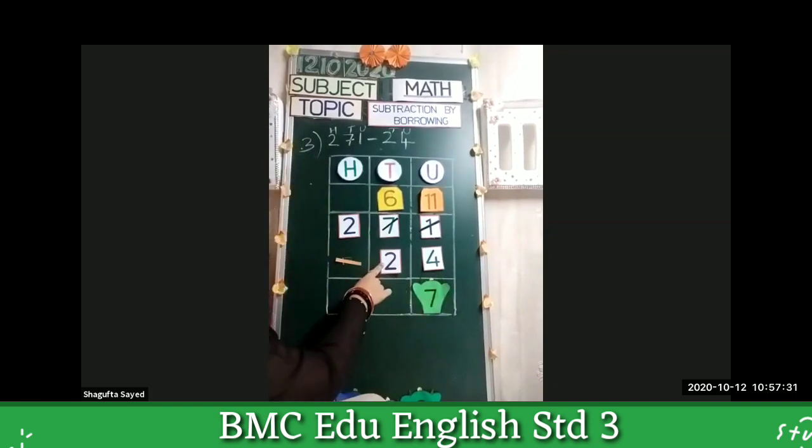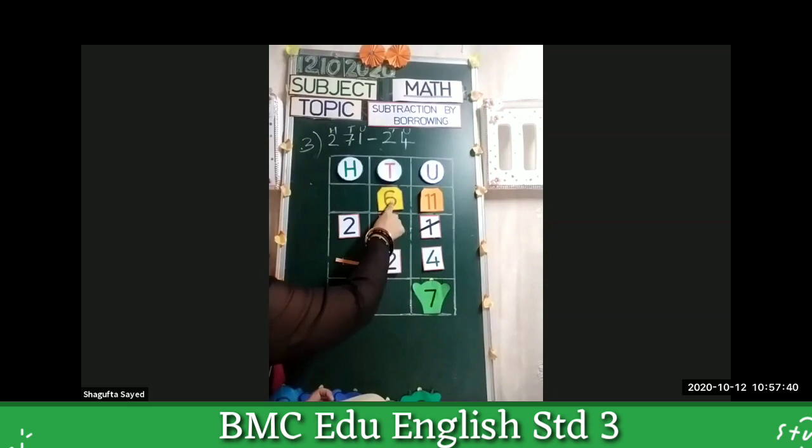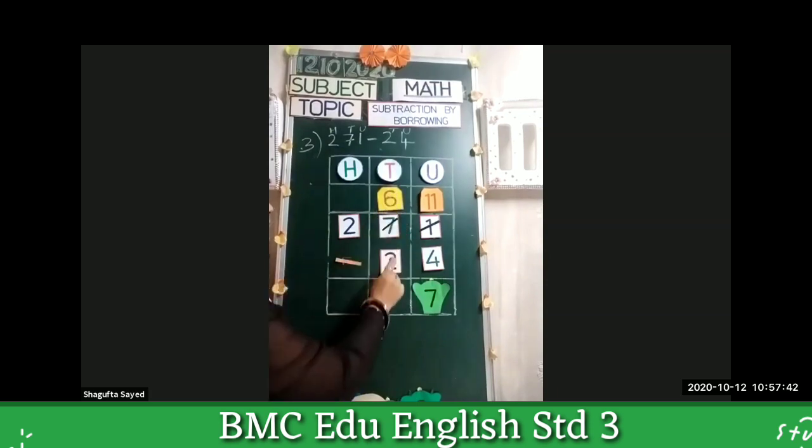Next. Now, can we minus from 7? No, why? Because from 7 we have already given 1 there, no? So what is remaining over here? 6. So from 6 we have to minus 2. Tell me the answer. What is 6 minus 2? Who will tell me the answer? Fast. That's very good. 4. Very good, Ankita. 4.